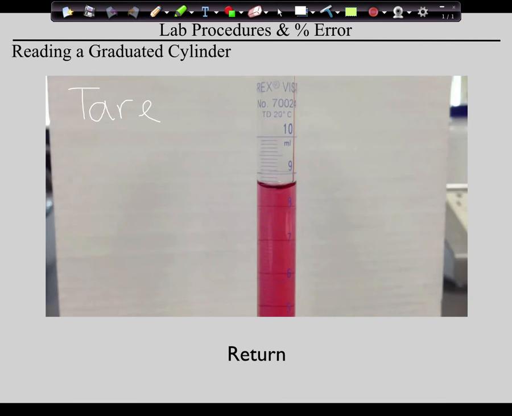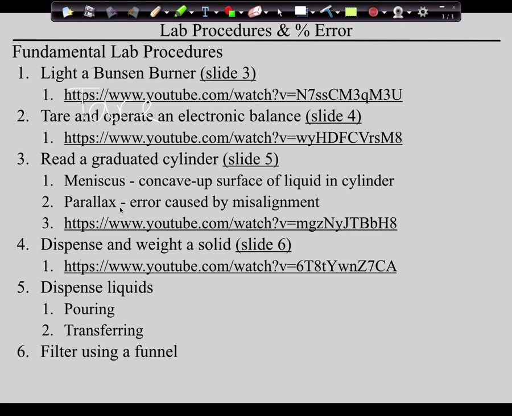All right, so then guys, the next thing that we need to do is talk about how to read a graduated cylinder. And what you need to do, gang, is write down those two terms in your notes that are given there with the graduated cylinder. The terms are meniscus and parallax. Go ahead and write them down, and then we'll talk about them.